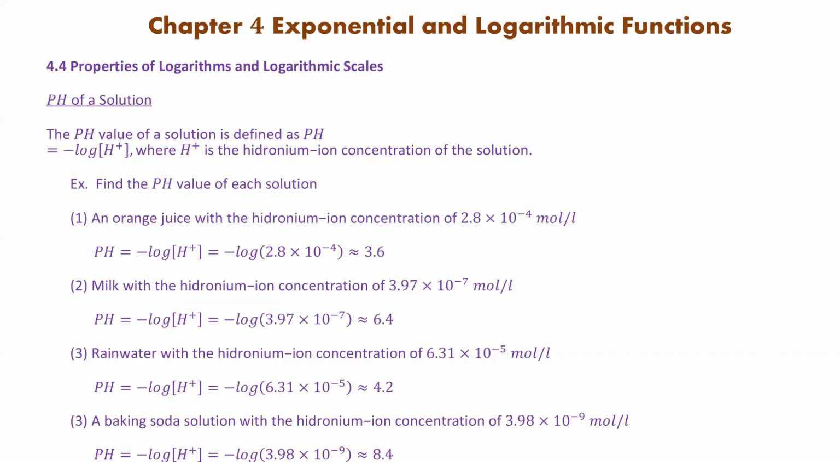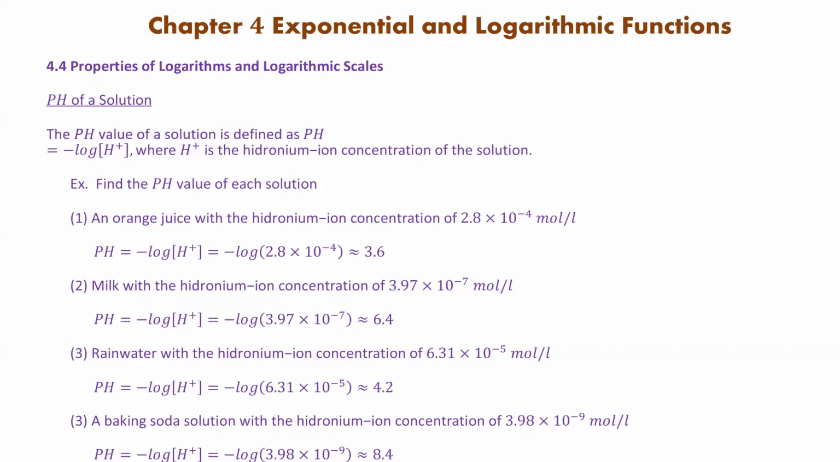When the pH value is less than 7, it's acid. So this solution is acid. So the orange juice is acid. So what's wrong with it? You should not drink too much of the orange juice because it's acid. Okay, never drink too much. All right, not too much.